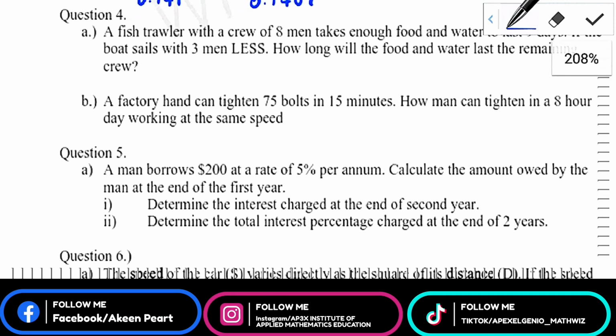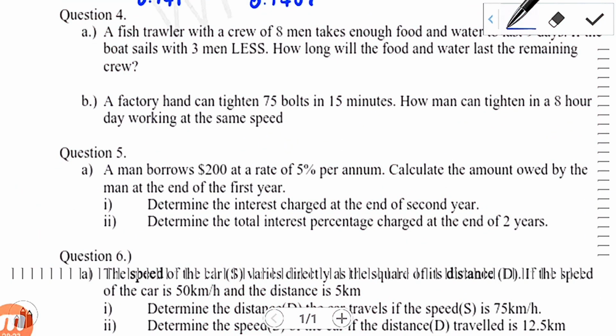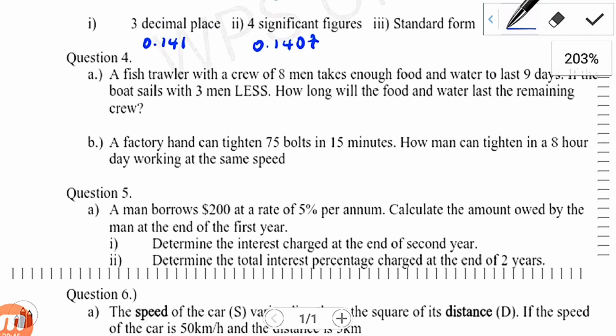Moving on to question number 4. Now for some of my students this was optional because at the time when the quiz was posted they would not have reached this particular topic, but just stay with me, you're eventually going to get there. It's not going to be a huge challenge. Here we have question 4 that speaks about a fish trawler with a crew of 8 men, and they took enough food and water to last them on the ship for 9 days. Now the question here is, if the boat sailed with 3 men less than the initial amount, how long would the food and water last the remaining crew?